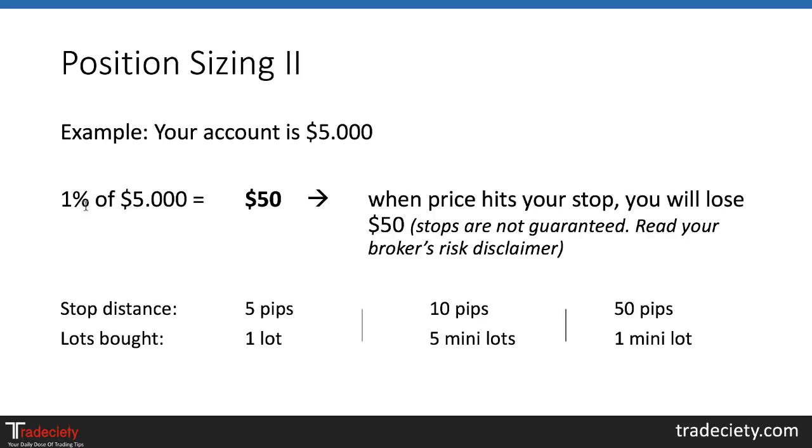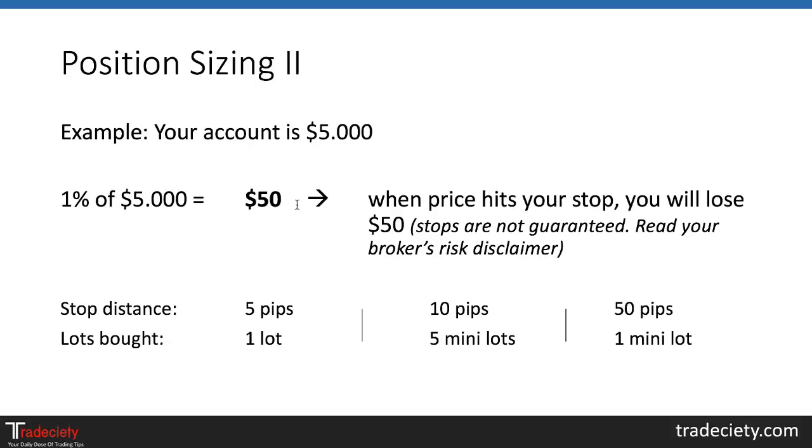1%, as I said, is the 1% rule, and 1% of 5,000 US dollars is 50 US dollars. So on every trade, you would risk 50 US dollars, and when your price hits your stop loss order, you will then lose $50. Of course, stops are not guaranteed, and you should read the small print in your broker's risk disclaimer, especially when a price moves significantly during volatile phases. Stops will not always get executed at certain levels.